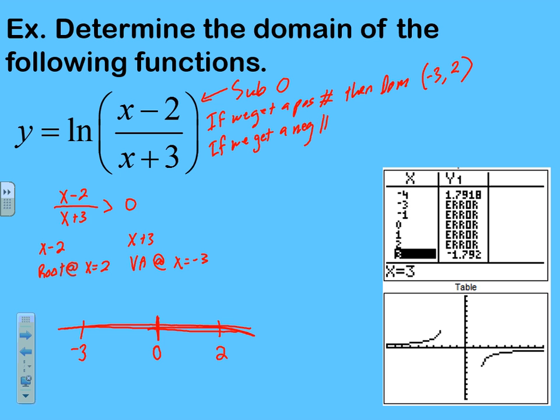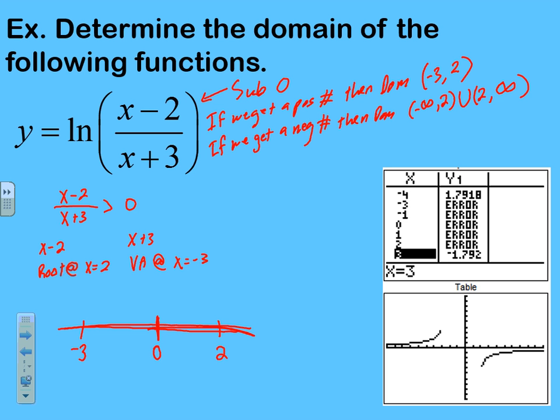And if we get a negative number, then the domain will be anything but between negative 3 and positive 2. So it would be from negative infinity up to the positive 2, not included, and from the 2 to positive infinity.